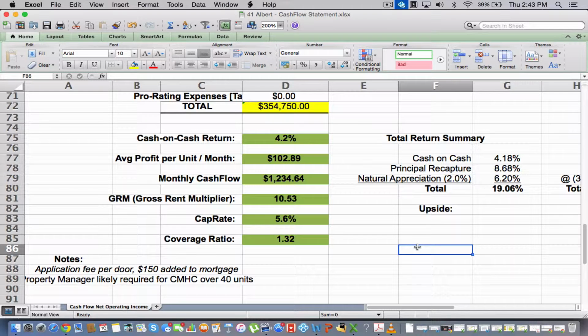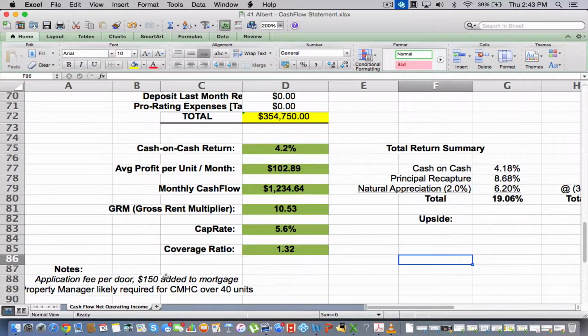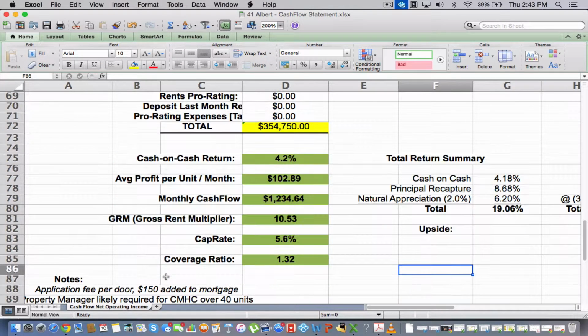Okay, these notes down here refer to CMHC loans. There's a CMHC fee when you're applying for that of about $150 per door. Nothing super important, just a little note I keep there for myself. I think that's it for the property return summary section below.